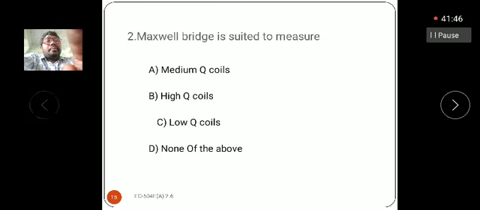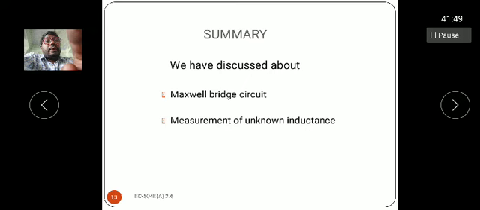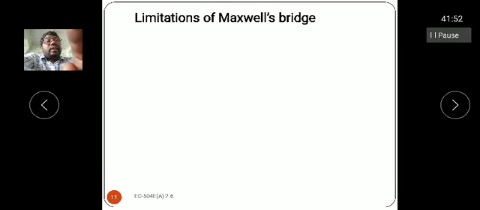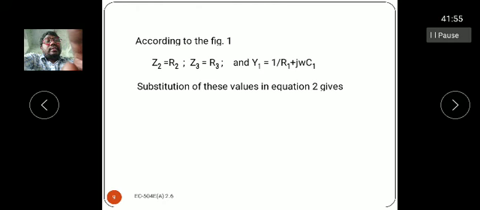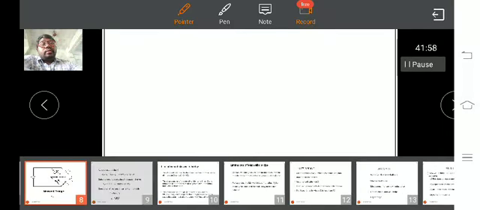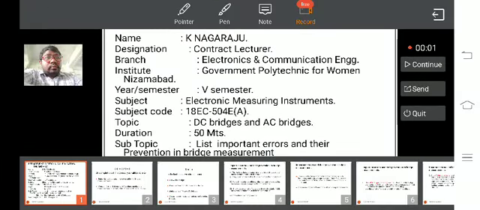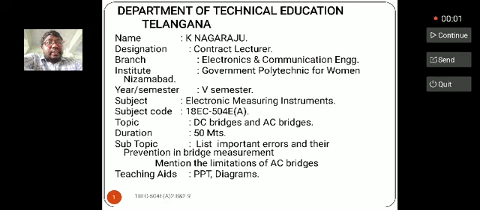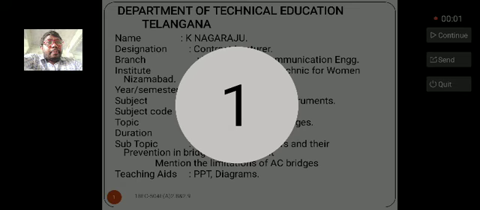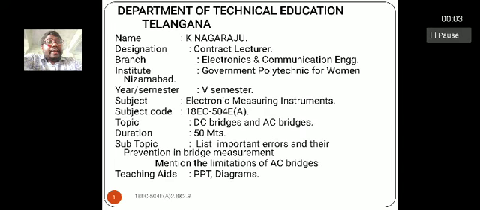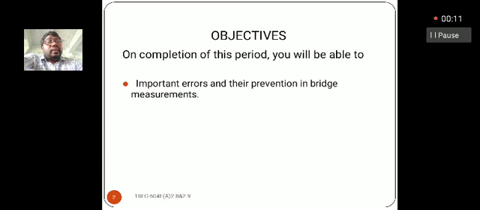Here I am also going to explain one more topic, the prevention of errors in AC circuits. I explain it with the help of one more PPT. In this presentation, list the important errors and their prevention in the bridge measurements, and mention the limitations of the AC bridges. This is a small discussion about the limitations.